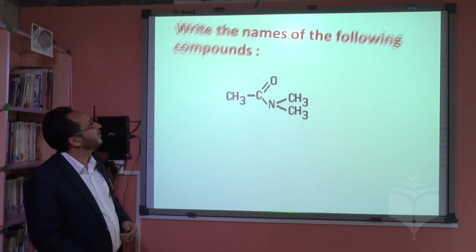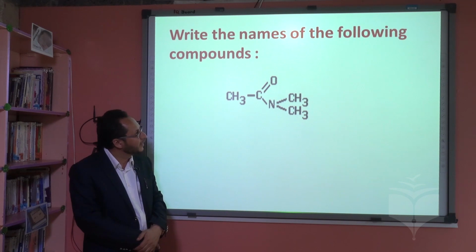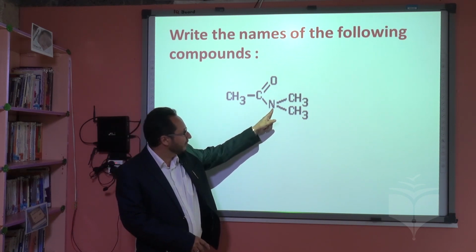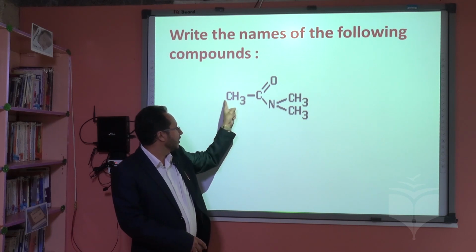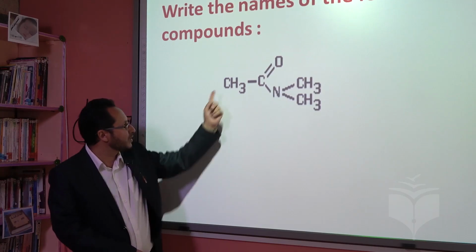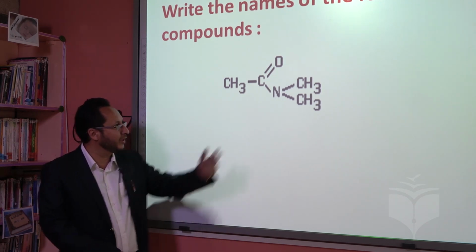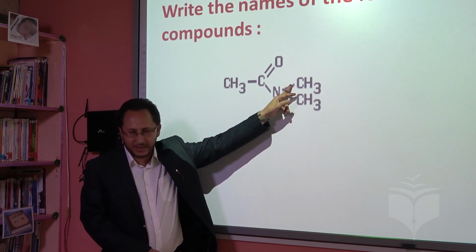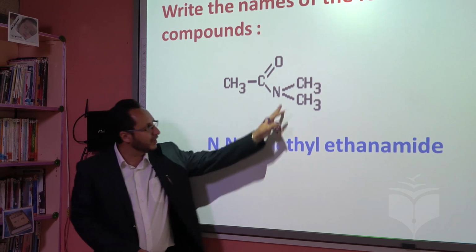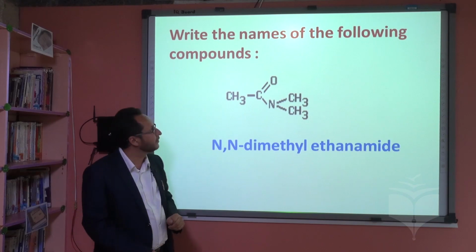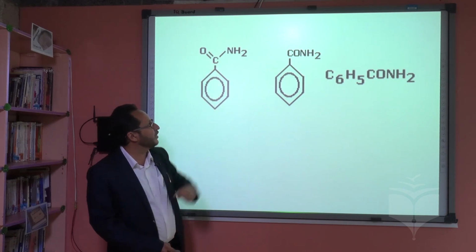Here, what is the name for this compound? You have to guess this compound. Yes, this is N, this is CH3, CH3, and this is the amide. So how many carbon atoms is this? 2. So it is ethane, and here we have N-methyl, and this is another N-methyl. So what do you call it? N,N-dimethylethanamide.